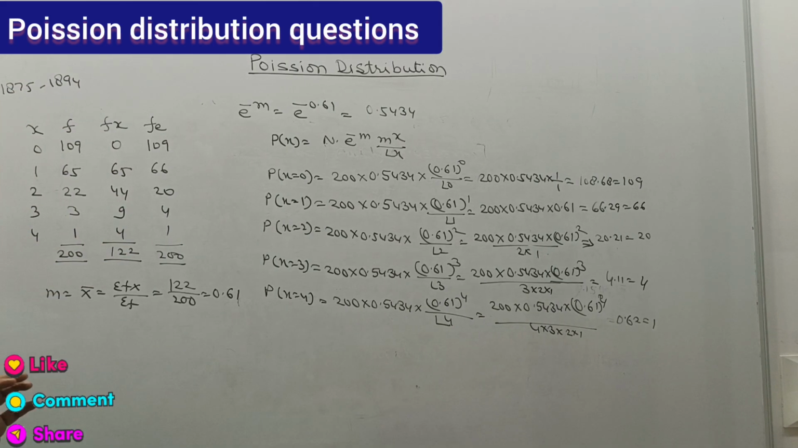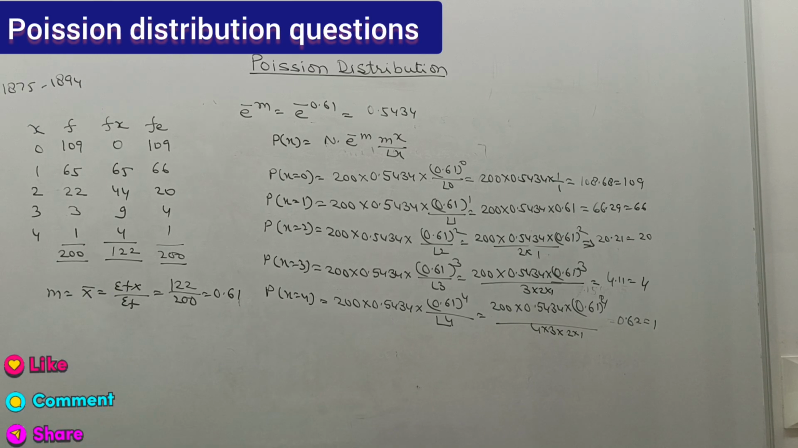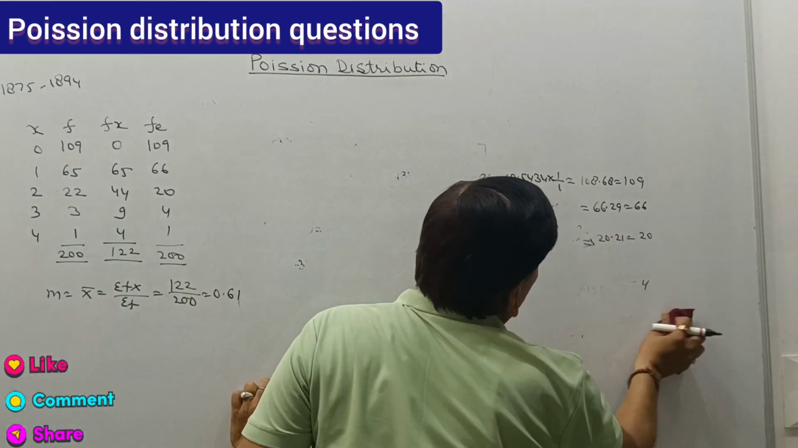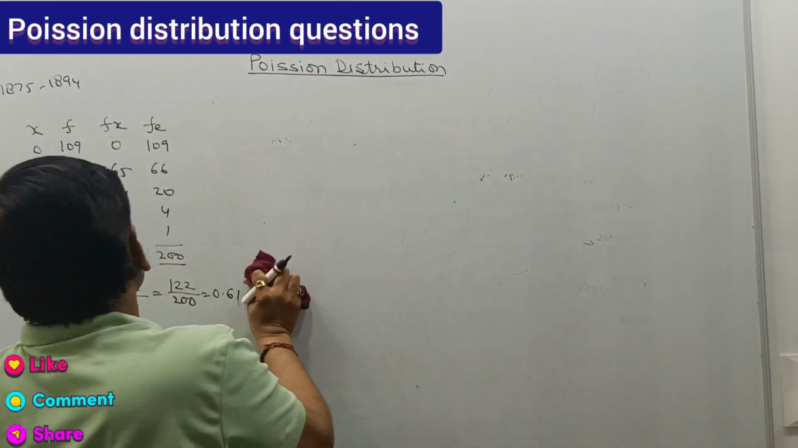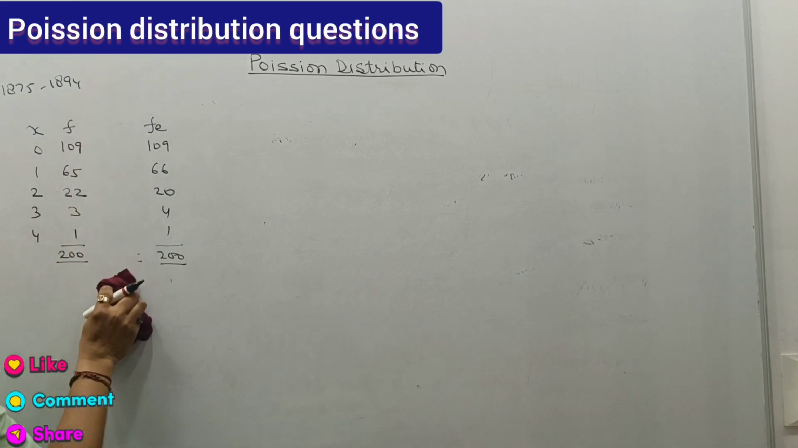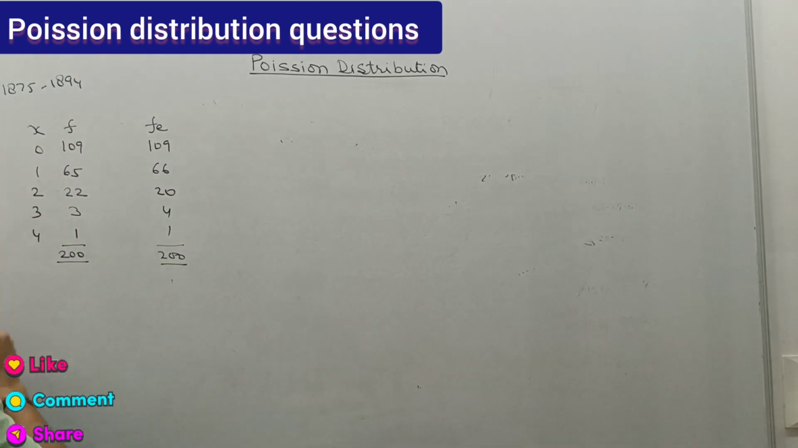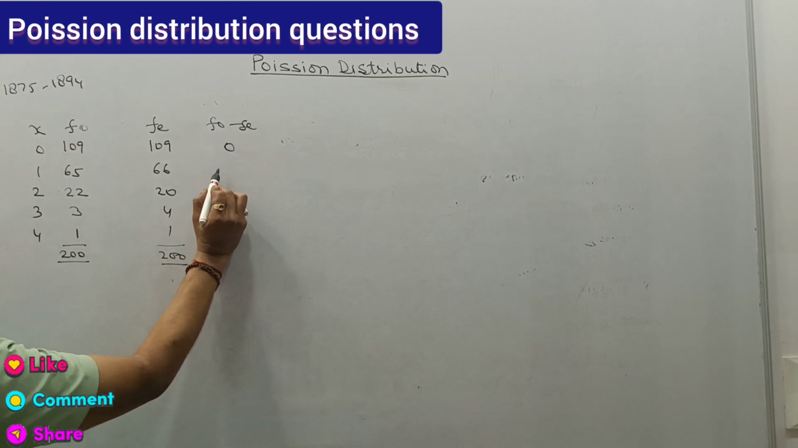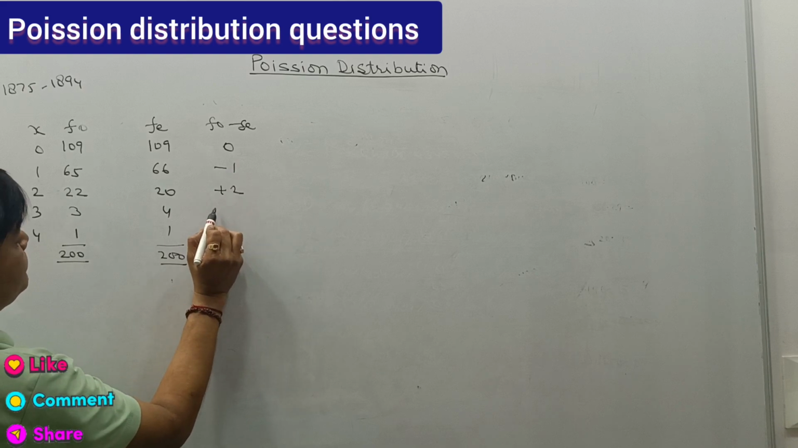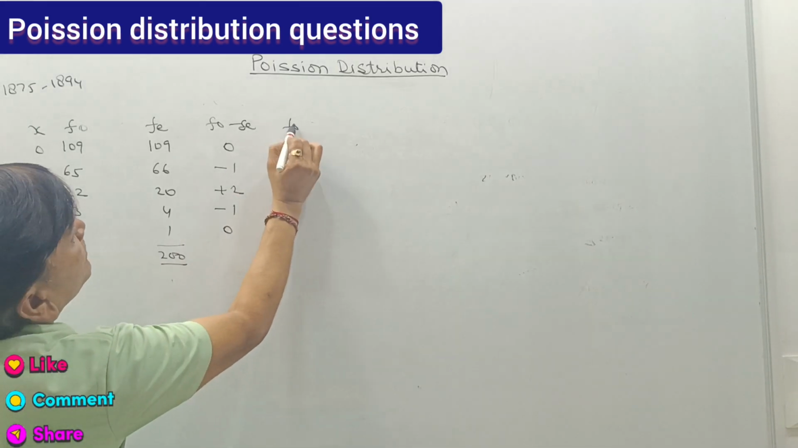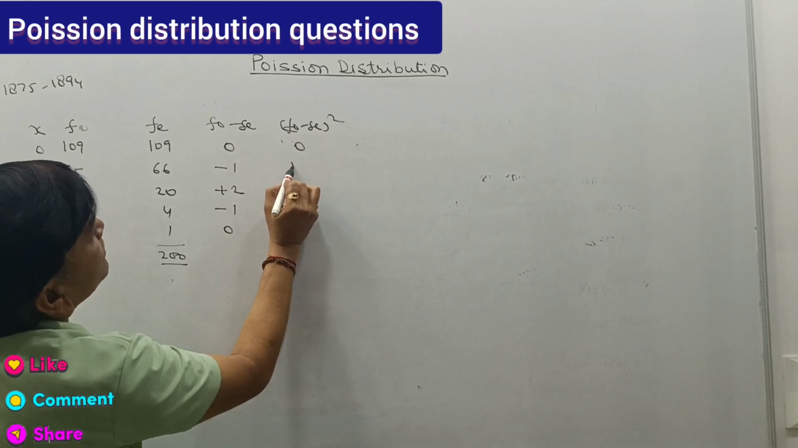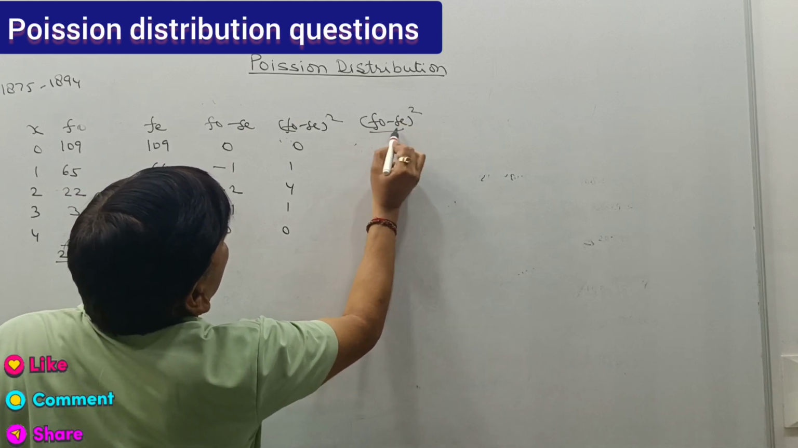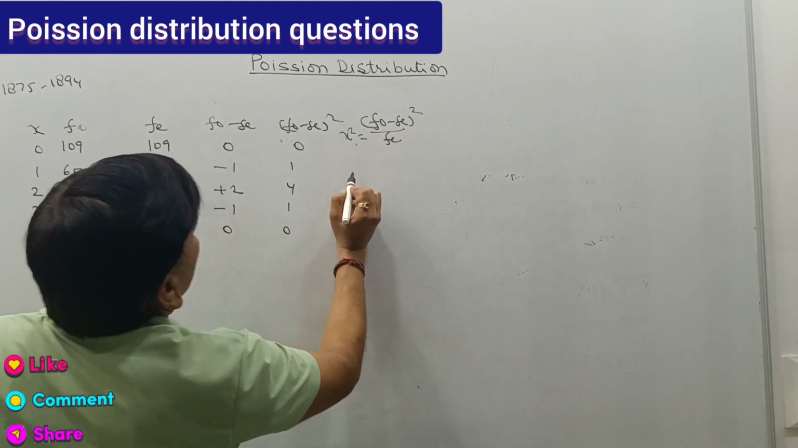If they ask to calculate the chi-square test, whether the frequency is right or wrong, we can fit the chi-square test in this. There is no problem. We have Fo and Fe, then Fo minus Fe, that is 0, minus 1, plus 2, minus 1 and 0. Fo minus Fe raised to power 2 is 0, 1, 4, 1, 0. Fo minus Fe raised to power 2 upon Fe is the chi-square test. So that is 0.